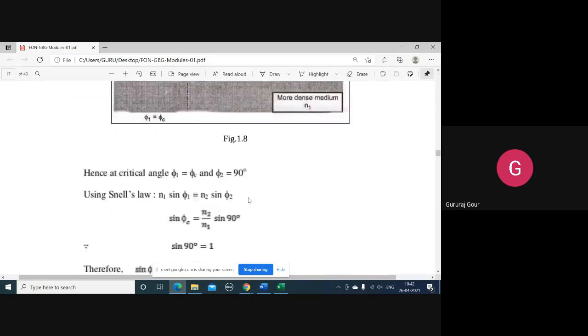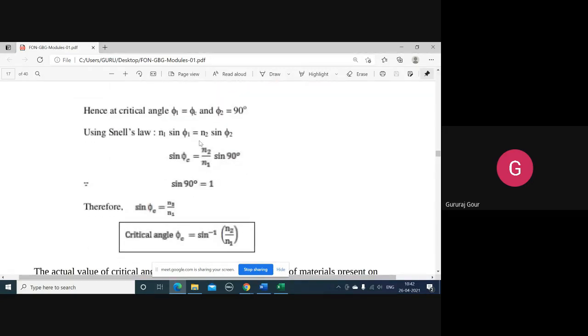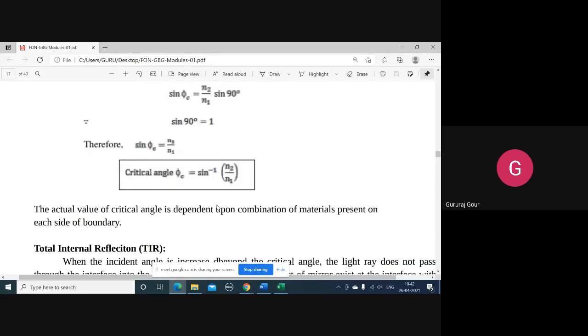That you can substitute here in Snell's law, N1 sin phi 1 equal to N2 sin phi 2. So phi 1 will become phi c, and sin 90 is 1. So we get phi c equal to sine inverse of N2 by N1. This relation we have now got. This is a very important derivation we are observing today, the critical angle derivation. This has been asked many times in the exams. This is the actual value of the critical angle, which shows that the critical angle mainly depends on the refractive indices of both the media.